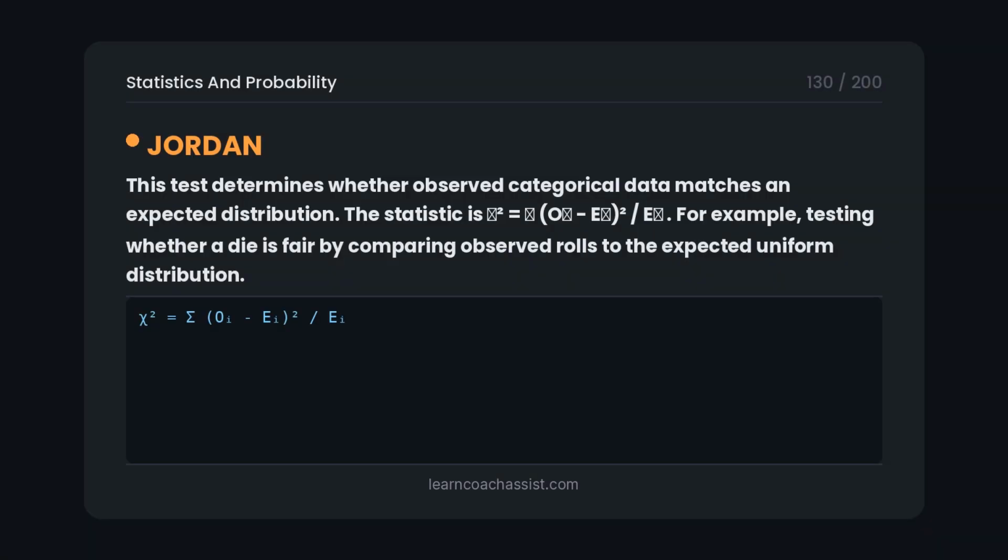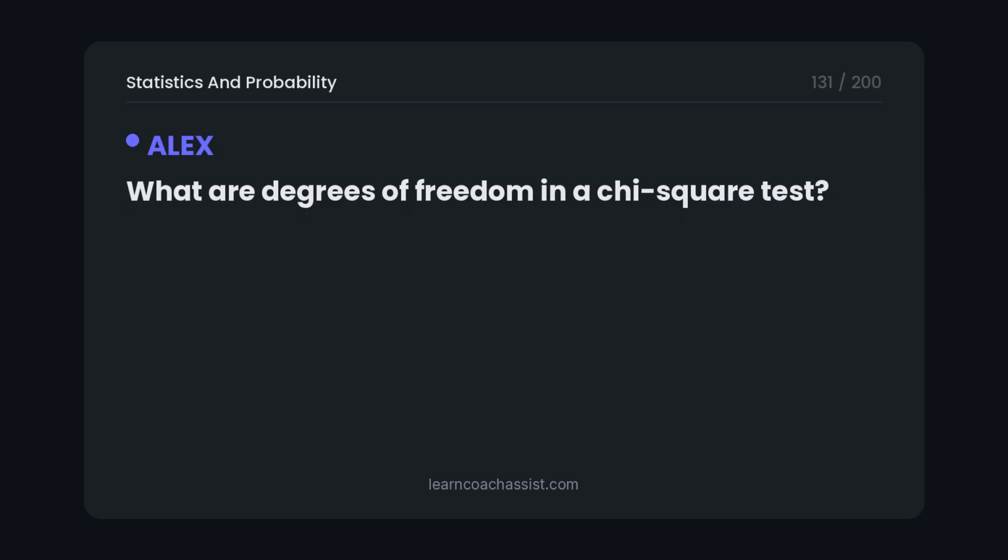This test determines whether observed categorical data matches an expected distribution. The statistic is chi-square equals sigma (O - E)² / E. For example, testing whether a die is fair by comparing observed rolls to the expected uniform distribution. What are degrees of freedom in a chi-square test?